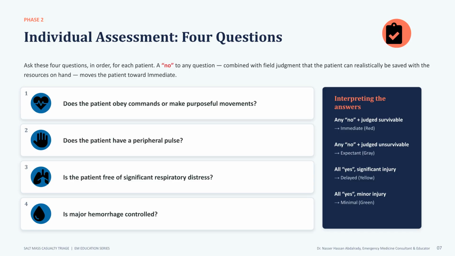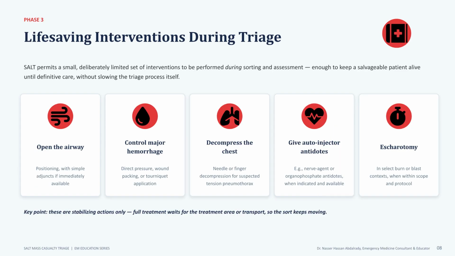During individual assessment, ask 4 key questions. A no answer, combined with the judgment that the patient is salvageable, prioritizes them for immediate care. If the patient is not salvageable, they are categorized as expectant. During triage, SALT permits only specific, rapid interventions, such as opening an airway, controlling hemorrhage, or decompressing the chest. These actions are for stabilization only. Full treatment happens in the treatment area.